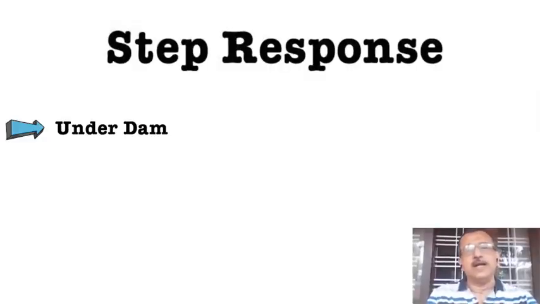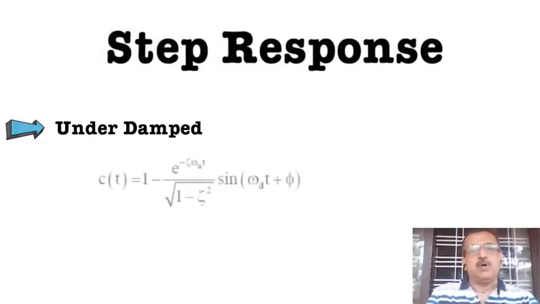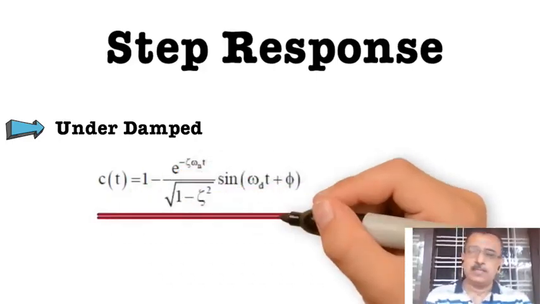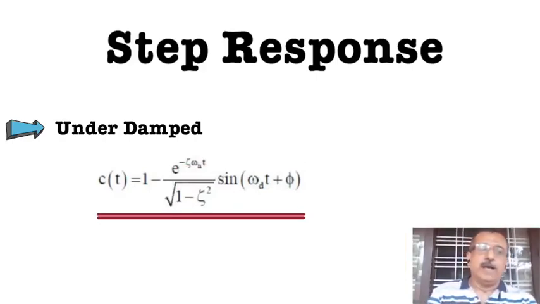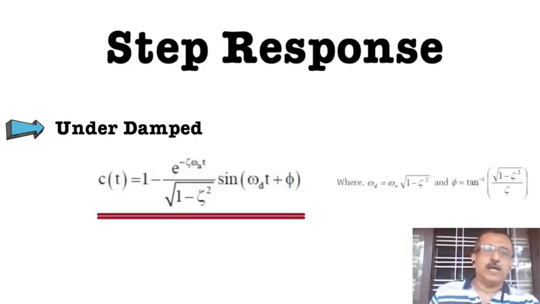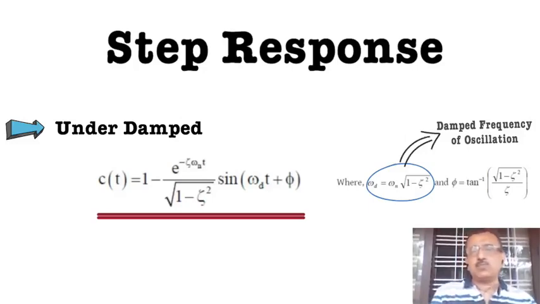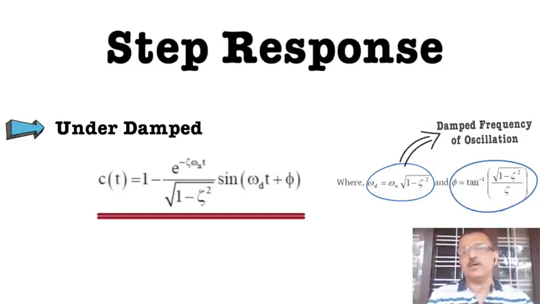So let us consider an underdamped system. For the underdamped system, we can find the step response to be c of t equal to 1 minus e power minus theta omega n t divided by root of 1 minus theta square, times sine of omega d t plus phi, where omega n and theta are given. From that you can compute omega d, which is called the damped frequency of oscillation. Omega d is omega n into root of 1 minus theta square, and phi you can compute as tan inverse of root of 1 minus theta square by theta. Those who are interested, please look into the derivation of this.